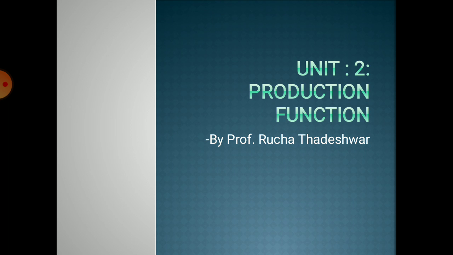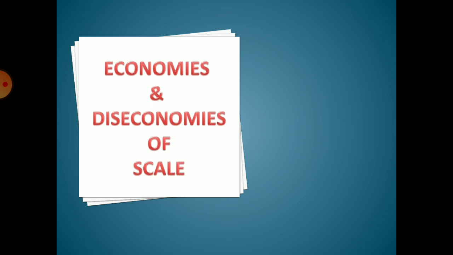In today's lecture, we are going to start unit number 2. This is the last unit of your syllabus. The name of unit number 2 is production function. This unit is divided into two parts. The first part is regarding economies and diseconomies of scale, and the second part is of production function. And in today's lecture we will start with the first part, that is economies and diseconomies of scale.